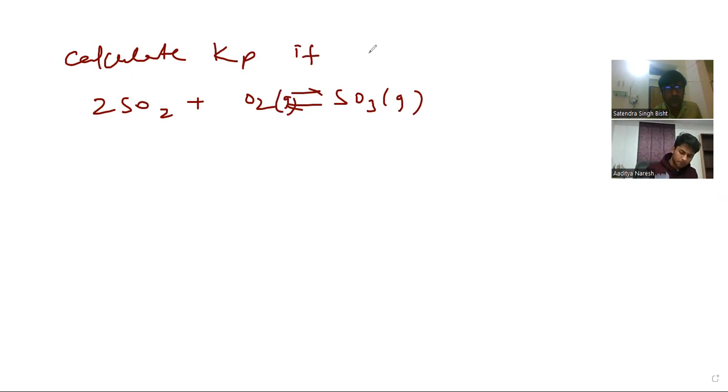Calculate Kp if Kc is 200 at 27 degrees Celsius. So what is the value of Kp? The question is that, and the equation is 2SO2 plus O2 gives 2SO3. The equation should be balanced. Then what is the value of Kp if Kc is 200 at 27 degrees Celsius? How can you solve?